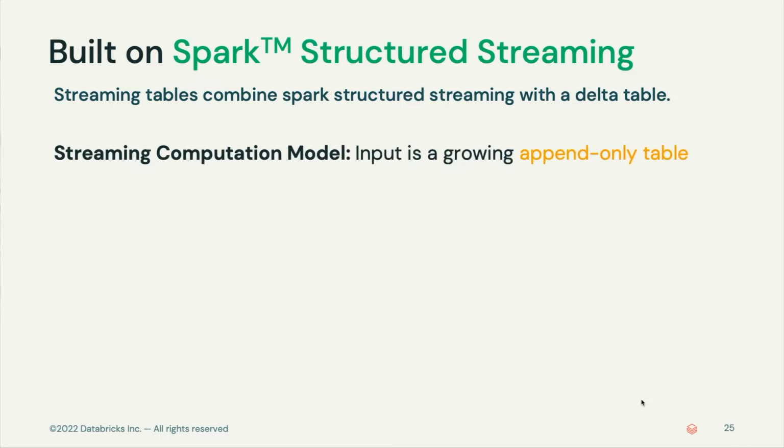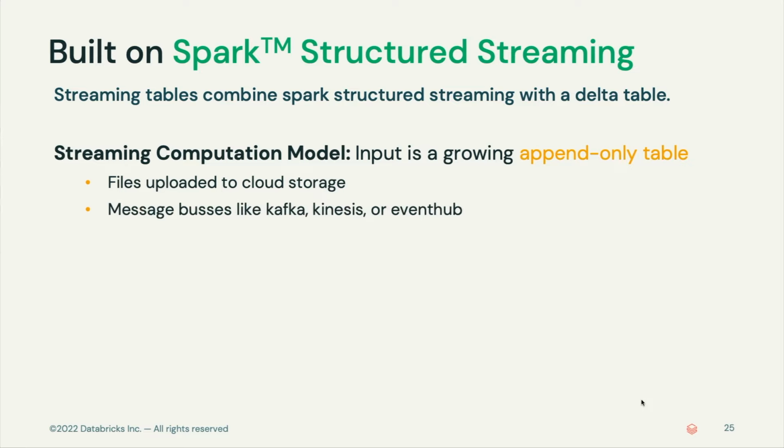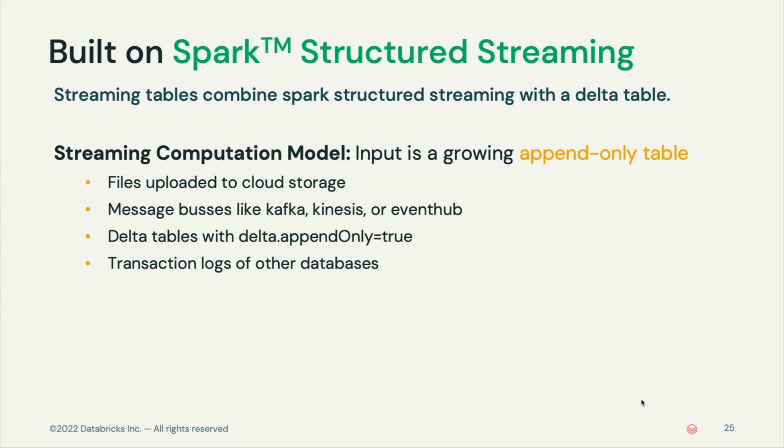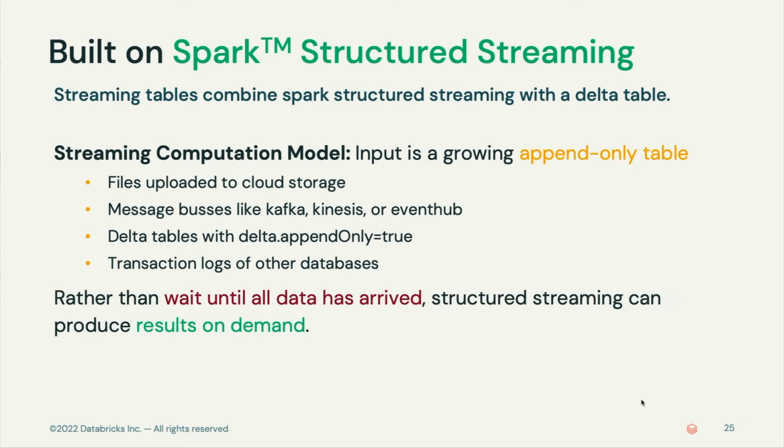The streaming computation model is pretty simple. The basic idea is the input is an append-only table. And you might say, well, I don't have many of those. But it turns out there's many things that actually fit into this model. Files getting uploaded to cloud storage can be modeled in this way. Message buses like Kafka, Kinesis, or Event Hub. Delta tables where you're only appending to them. Transaction logs of other databases are all examples of append-only tables.